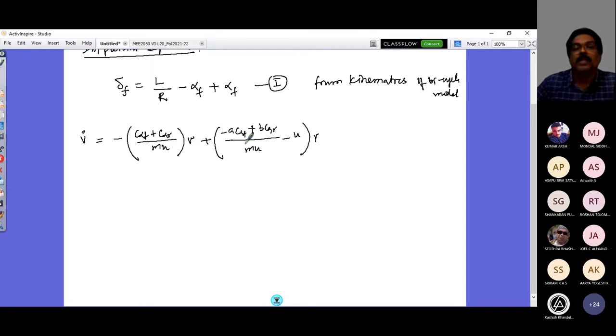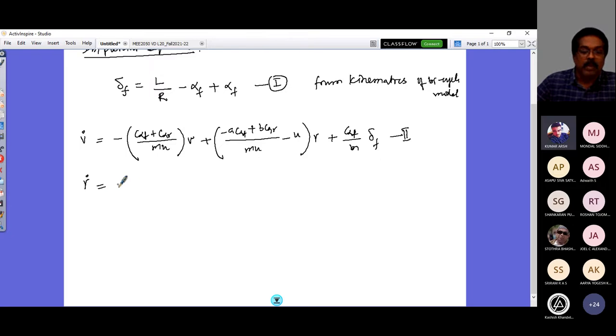So here V is lateral velocity, R is yaw velocity. Those are called the state variables in the state equation, and V dot is the rate of change of lateral velocity, plus C alpha F by M into delta F. So this was equation number two, Roman letter number two, we derived in our earlier class. And then another equation from the bicycle model is minus A C alpha. Yeah, in the first equation, it's alpha R. Yeah, I'm sorry. So this is alpha R.